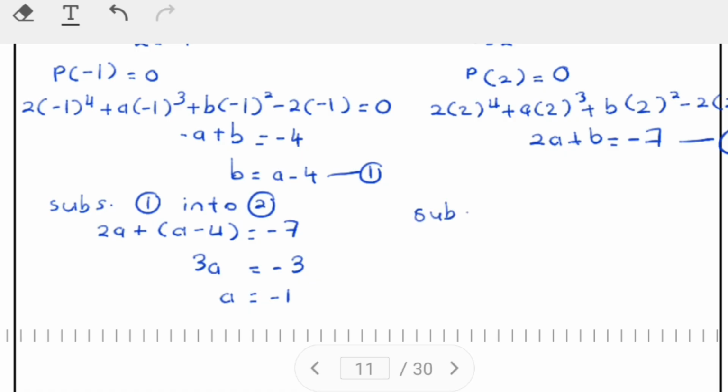Next, substitute a equals -1 into either one equation. So I substitute into equation 1. So b equals -1 minus 4. We get -5. So the values of a and b are -1 and -5 respectively.